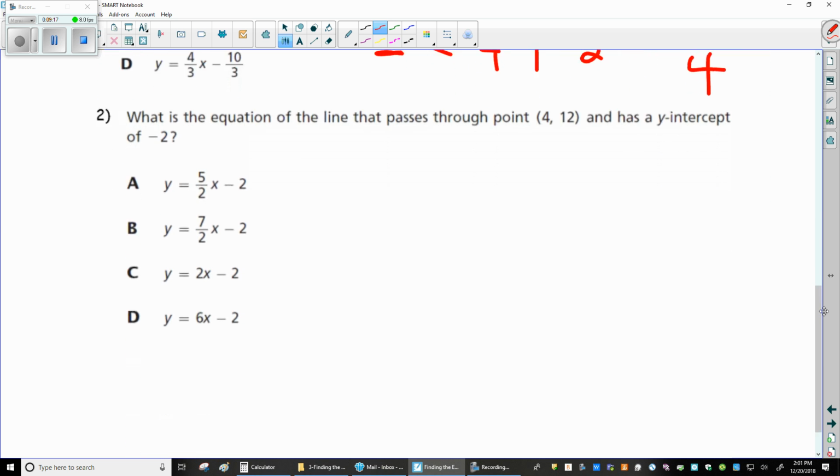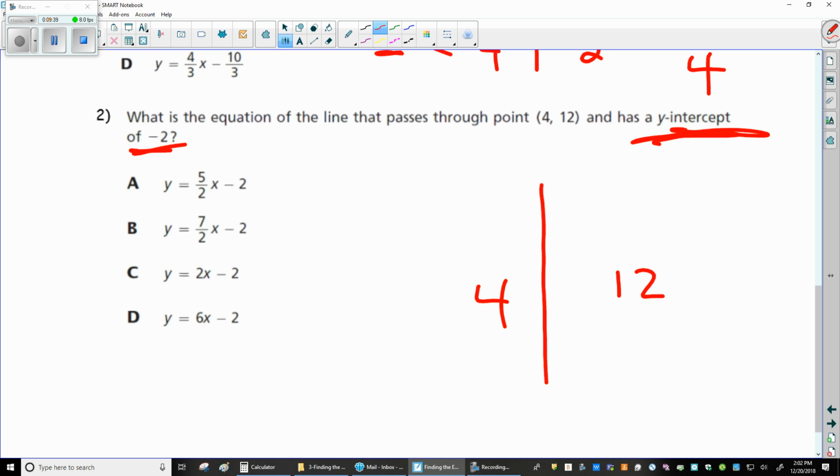This one, on the other hand, is a little bit more challenging. So I got 4, 12. Now, this whole entire time we've been using a slope to find my next point, but take a look at what this says. It doesn't say anything about a slope, so I can't go down by 2 or do any of that stuff. What I can do, though, is use it as a point. It says the y-intercept is -2.